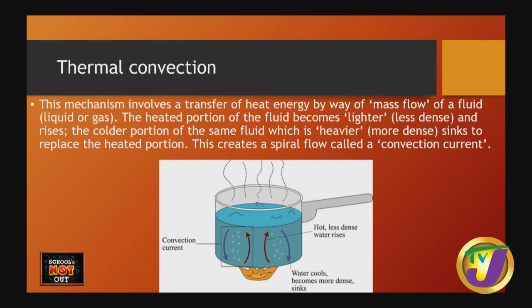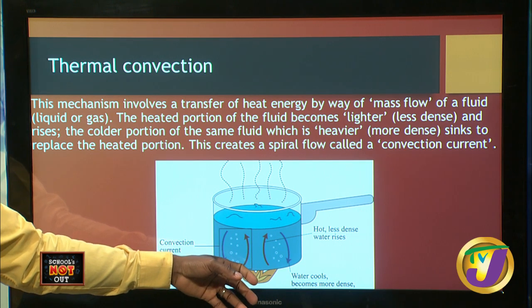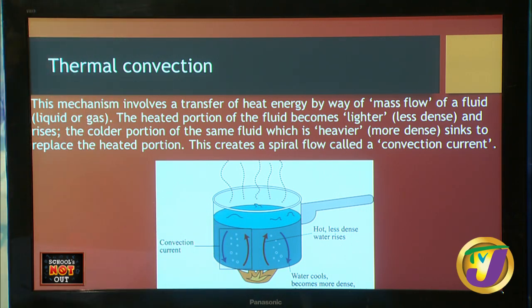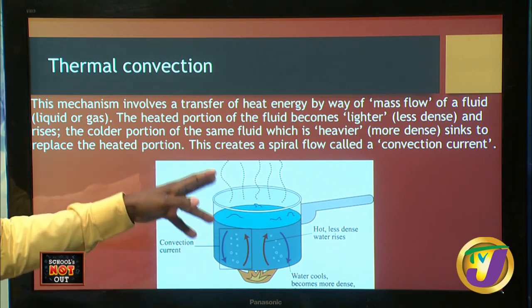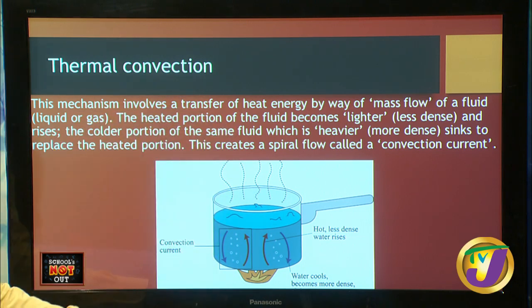And that causes the liquid now to rise. The colder portion of the same fluid, which is heavier, quote unquote, or more dense, replaces the heated portion. So the diagram here shows what is happening. You heat it at the bottom of it. One portion gets hot, starts to rise. The colder portions that are on the outside or the periphery of the container, they are colder and they sink. So we have rising of hot fluid, sinking of cold fluid, and that sets up now what we call a convection current.